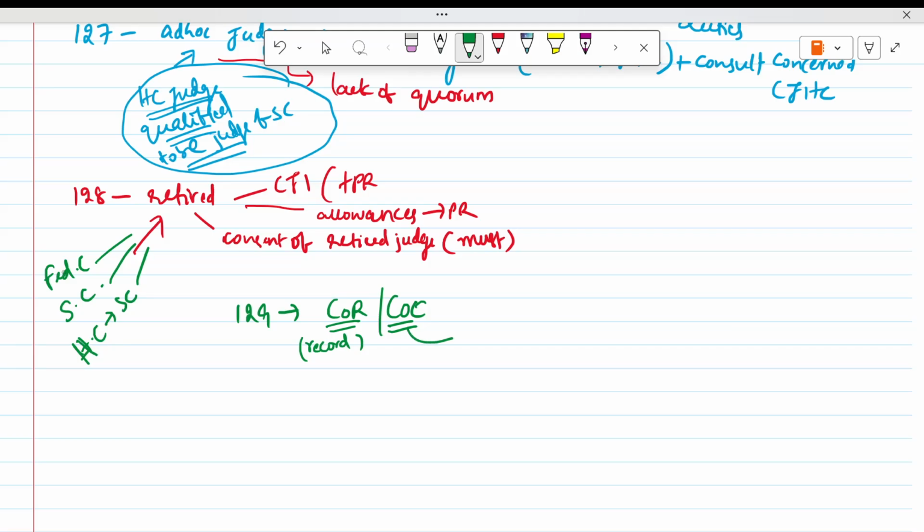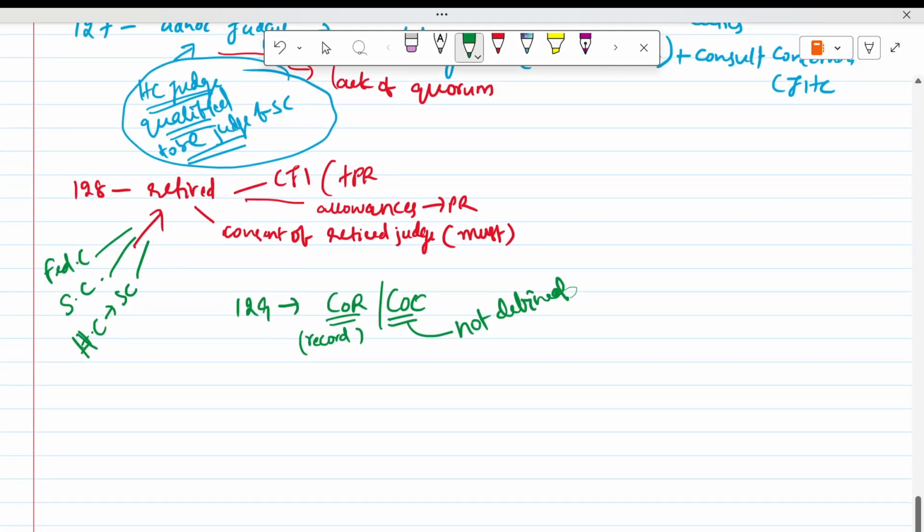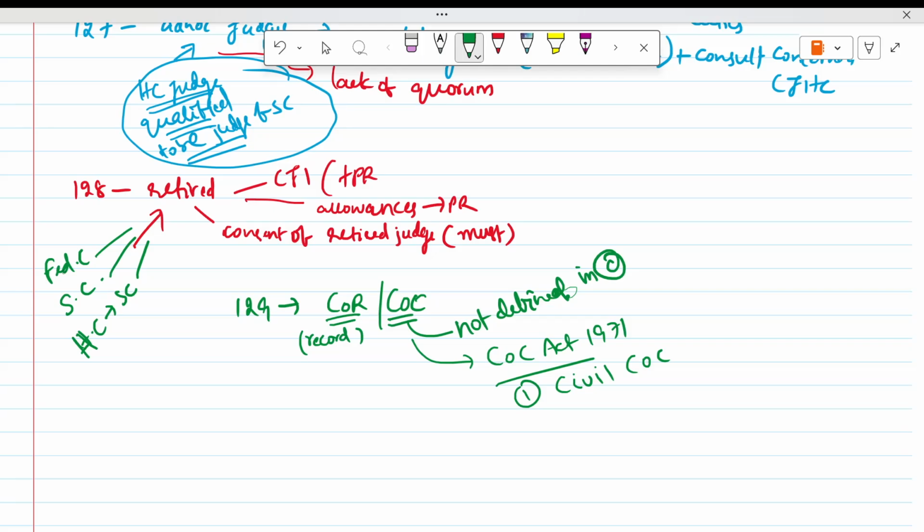Contempt of court is not defined in the Constitution actually. Okay, not defined in the Constitution. This contempt of court is covered by the Contempt of Courts Act, 1971. Here there are two types: civil contempt of court and criminal contempt of court.